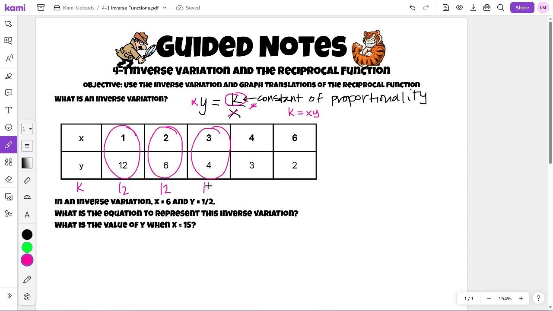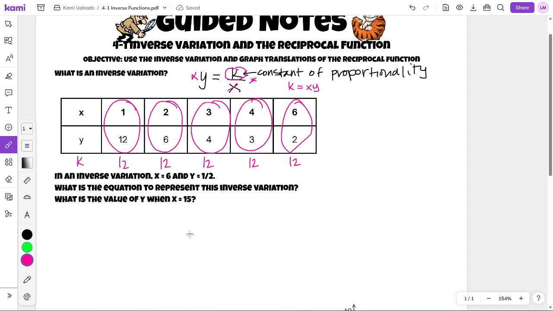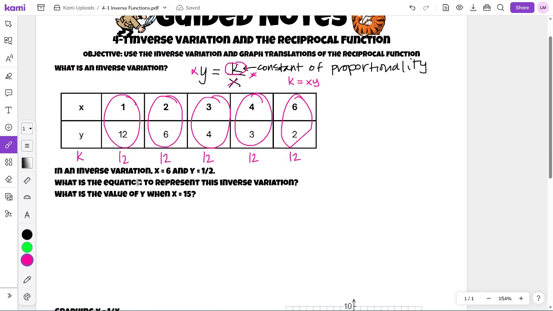In other words, are these all the same number? Is k consistent as I move through this table? And it is. All right, so that means yes, this is an inverse variation. All right, so let's look at this next problem.